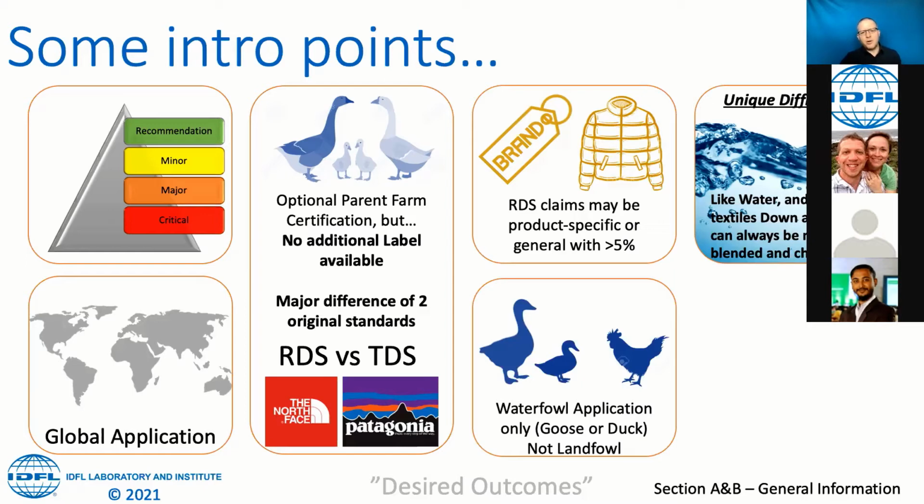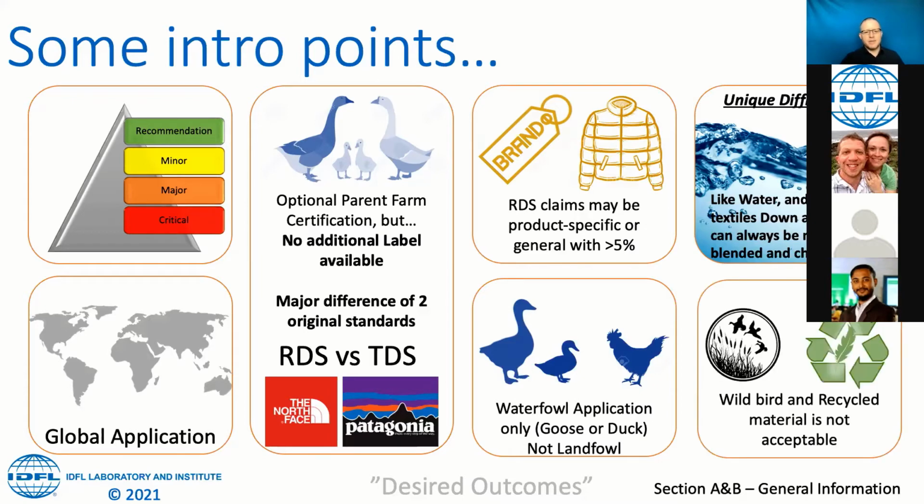The unique difficult point of the down is, just like I said previously, like water, and unlike textiles, down and feather can always be mixed and blended and changed throughout the entire supply chain. Until it's actually in the finished product, it can be blended and changed. And that's one of those key aspects of the traceability of these.